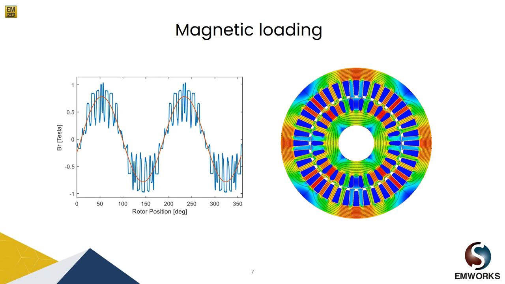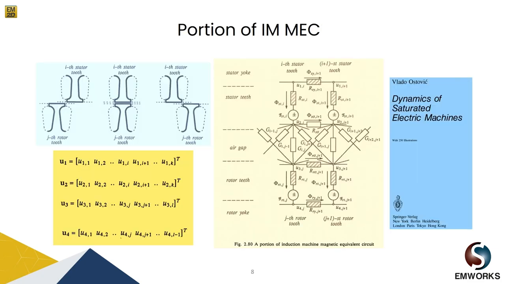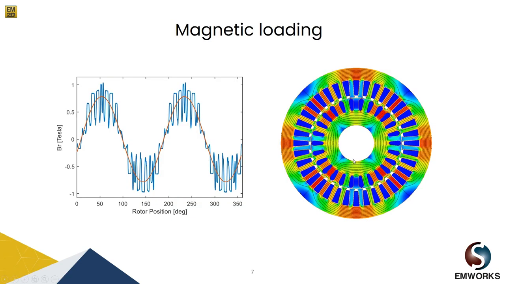So in the magnetic equivalent circuit method, we should use a number of elements, permeances for the rotor yoke, rotor teeth, stator teeth, and stator yoke, and also permeances between rotor teeth and stator teeth to find the value of flux density in each mesh element, right? Or in each location of the motor.